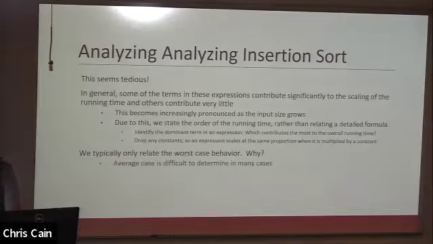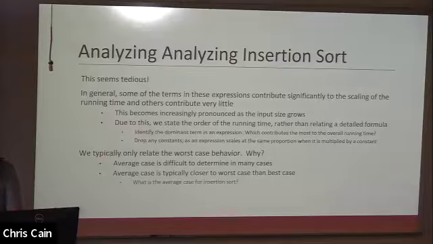So average case is difficult, typically closer to the worst case than the best case. We wanted to figure out the average case for insertion sort. What would we have to do? How would we go do that? We would need to know how far a data point moves on average when we go through that innermost loop. And it is about half if the data is randomly distributed. So you take the worst case behavior and you cut it in about half.